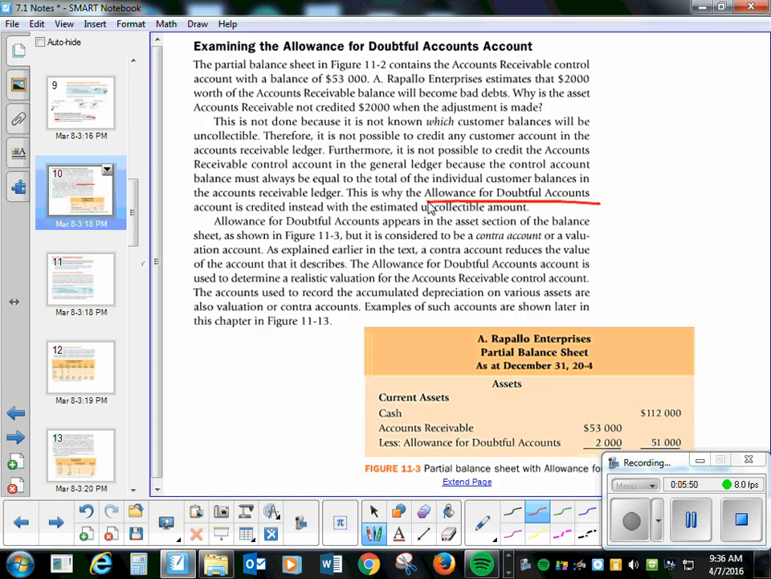Allowance for doubtful accounts appears in the assets section of the balance sheet, but is considered to be a contra account or a valuation account. As explained earlier in the text, a contra account reduces the value of the account that it describes. The allowance for doubtful accounts is used to determine a realistic valuation for the accounts receivable control account. The accounts used to record accumulated depreciation on various assets are also valuation accounts.